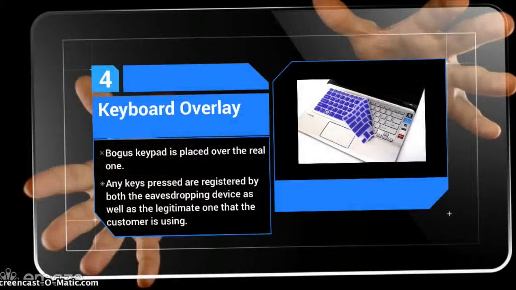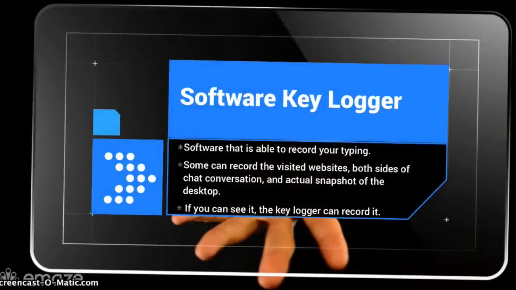Keyboard overlays. A bogus keypad is placed over the real one. Any keys pressed are registered by both the eavesdropping device as well as the legitimate one that the customer is using. Software keylogger. Software that is able to record your typing. Some can record the visited websites, both sides of chat conversations and actual snapshots of the desktop. If you can see it, the keylogger can record it.